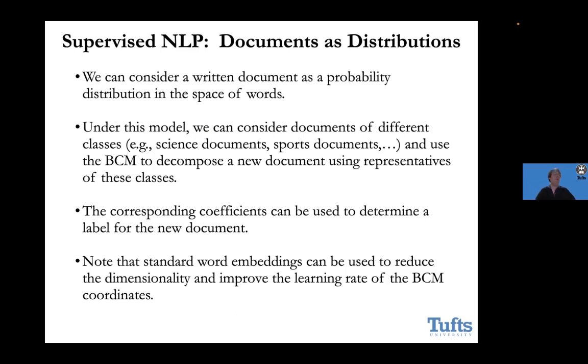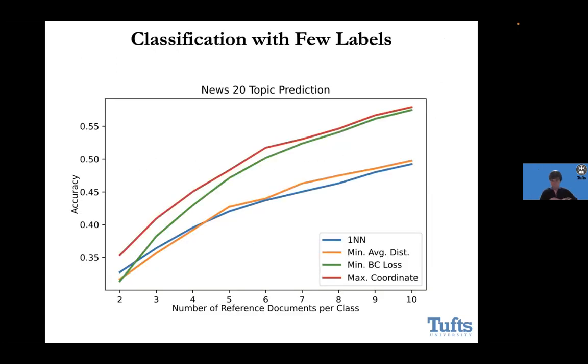If I look at a whole bunch of science documents or a whole bunch of sport documents, will they look similar in the sense of having similar barycentric coordinates when I represent them with respect to a fixed set of reference measures? So we ran an experiment to do this. I'll note that all of this is not on the original word space. We use standard NLP word embeddings to reduce the dimensionality to about 300. So we made some comparisons.